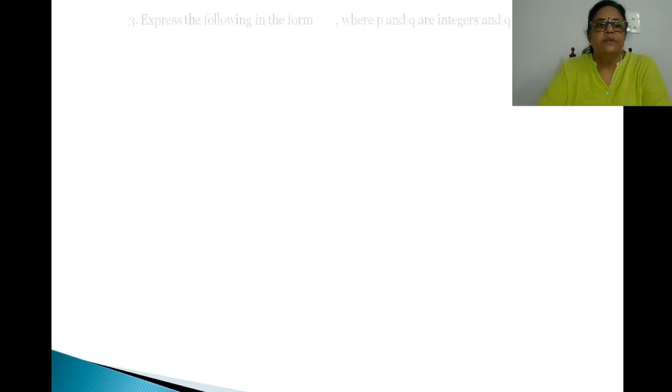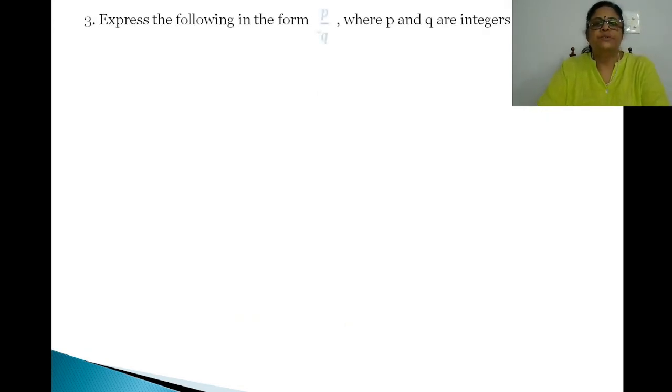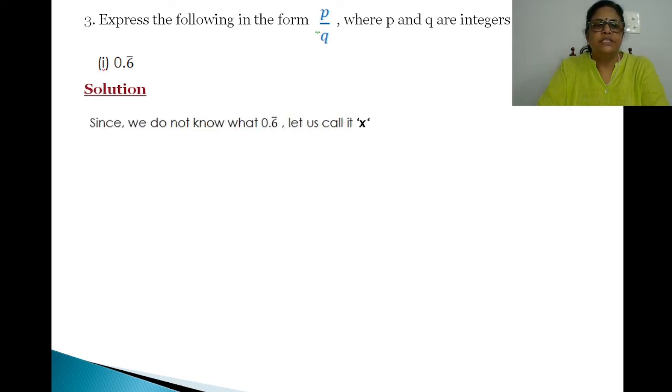Okay. So now the next question. Express the following in the form p by q where p and q are integers and q is not equal to 0. 0.6 bar. Since we do not know what 0.6 bar is, let us call it x. So x is equal to 0.6 bar. 6 bar means 0.66666 etc.